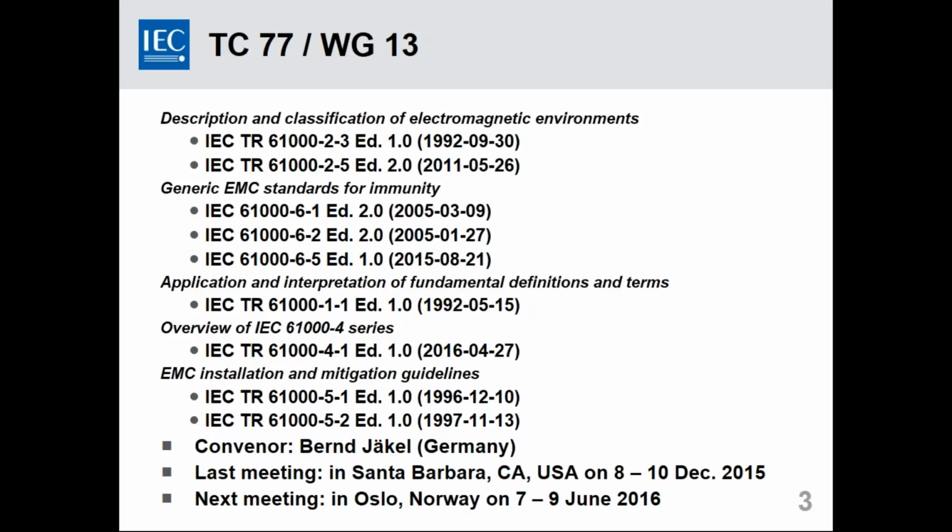Working Group 13 is one of the most active working groups. And you can see that they're involved mainly with definitions and environments and other guidelines. They're not into the test scenarios. The last meeting was in Santa Barbara, which I attended and represented CISPR there because we have a close relationship with 77.